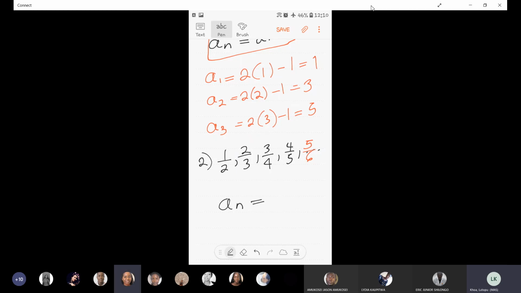Yeah. I think it's n over n plus 1. Okay, very good. This is n over n plus 1. So let's look at our sequence. For the first term, in the numerator, I have n, and in the denominator, I have n plus 1. So this is 1 for term number 1, and then I have 2. The second one, I have 2, the second term, and in the denominator, I have 2 plus 1. 3, 3 plus 1, 4, 4 plus 1, 5, 5 plus 1. So this formula over here works.